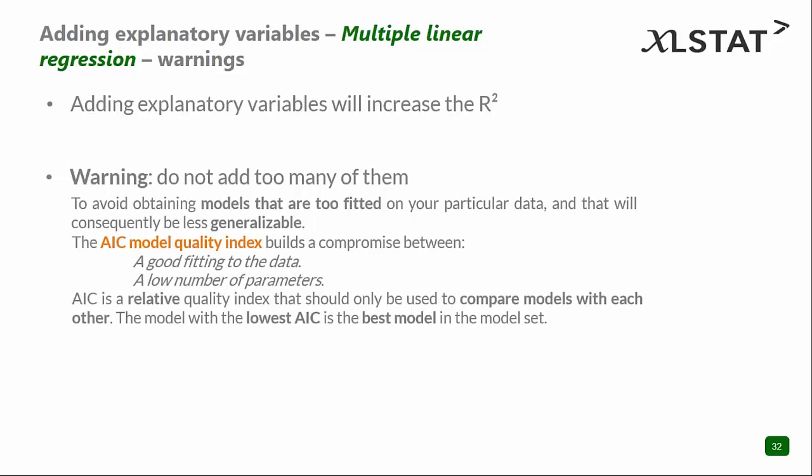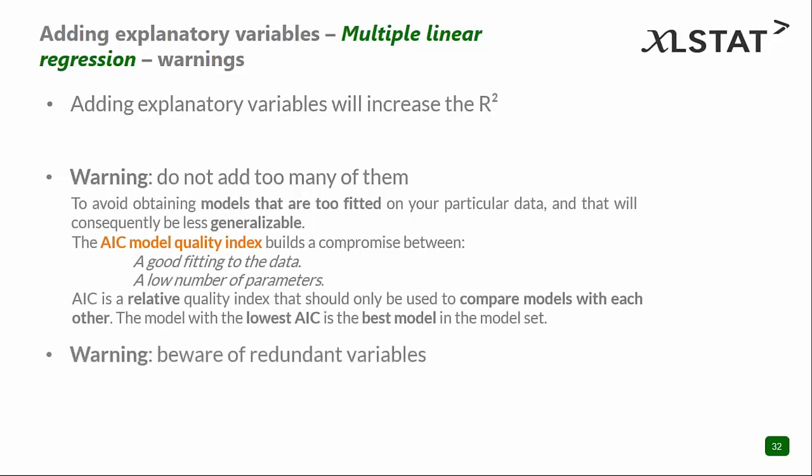Usually, you should maybe try different models that imply different sets of variables, and then compare those models, maybe using some criteria or some index like the AIC to select the best model in the set of models you are proposing. You cannot really interpret the AIC of one single model alone. The AIC is a relative index that should be used when you compare several models to one another.